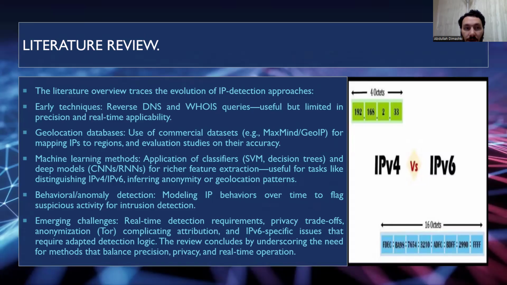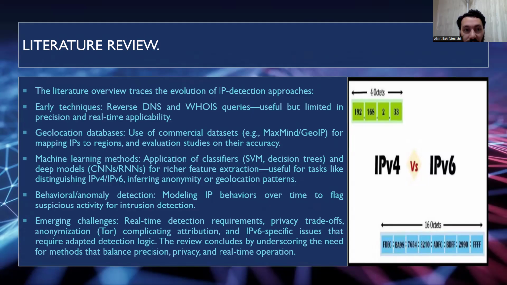The literature overview. There are five things we will talk about. The first point is early techniques. Reverse DNS and WHOIS queries are useful but limited in precision and real-time capability.